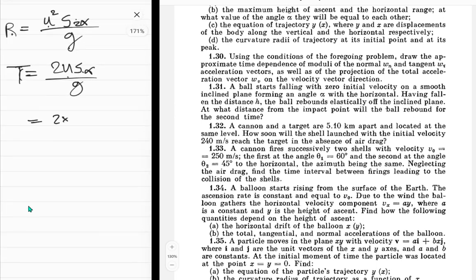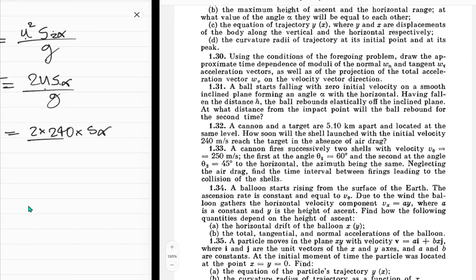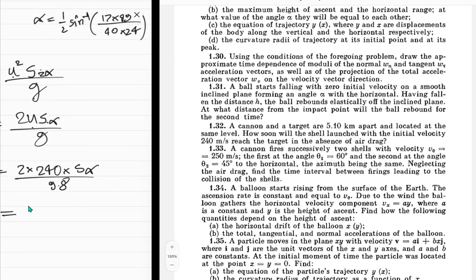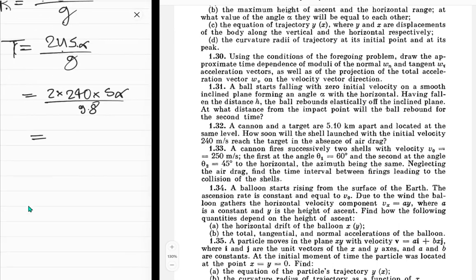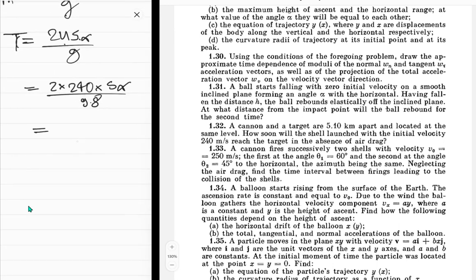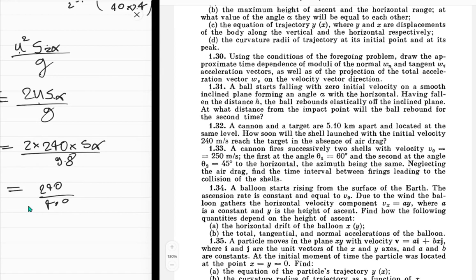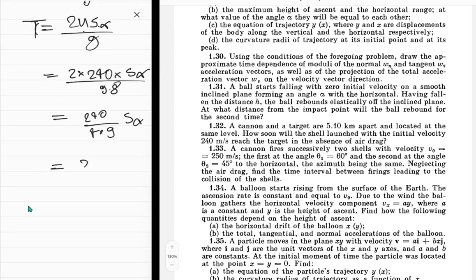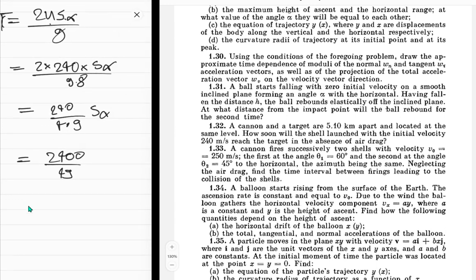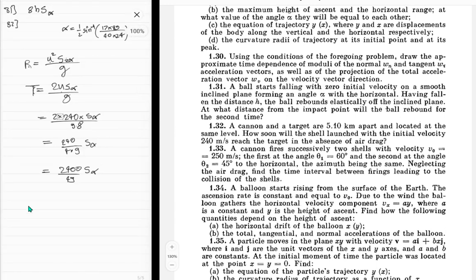So time period is just 2 times u. U is 240, and that times sine alpha. Sine alpha we don't know. Okay, that upon g. G is 9.8, right? I mean, I hope they don't take 10 into there. Whatever. So multiple of 4 or multiple of 2. Okay, first of all, so 240 upon 4.9 for sine alpha. So 2400 upon 49, not really so anymore. That's it. That's what our time is.